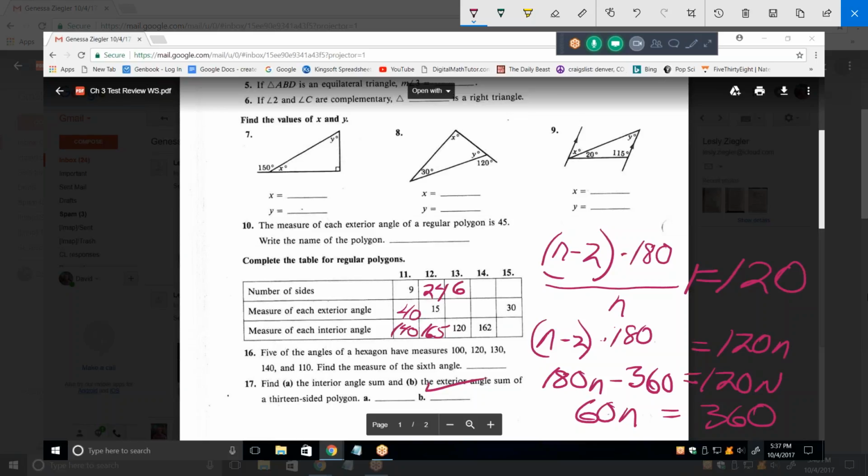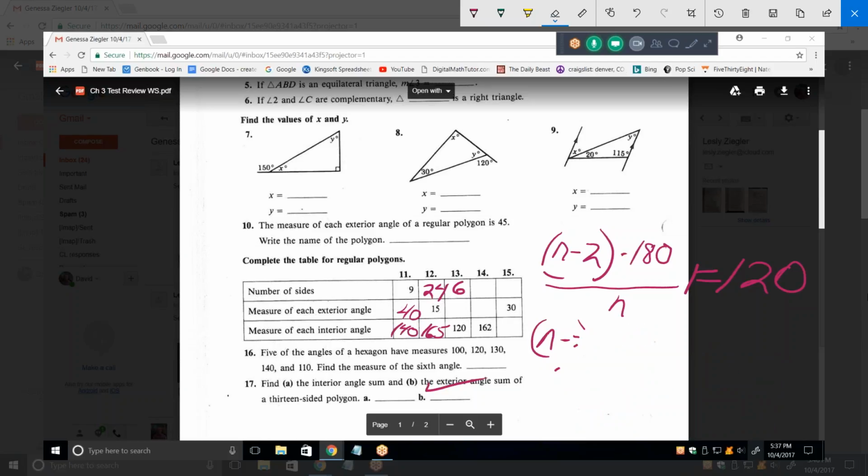Okay, now we need the measure of each exterior angle of that six-sided thing. Would that be 60? Yes. In other words, it's 360 divided by that number.